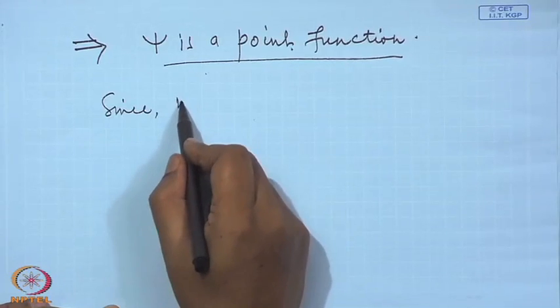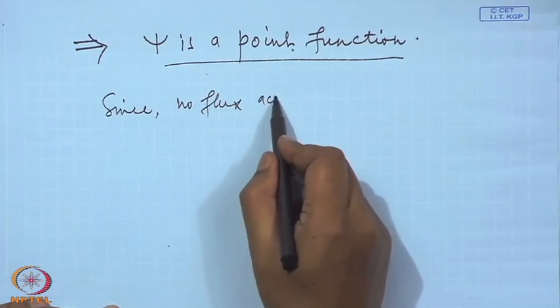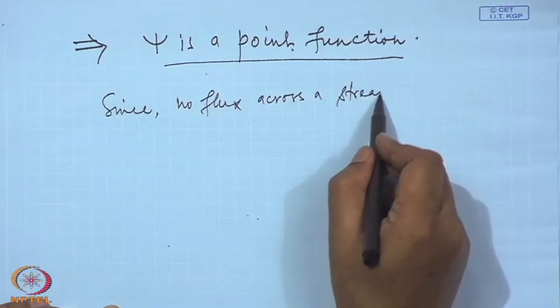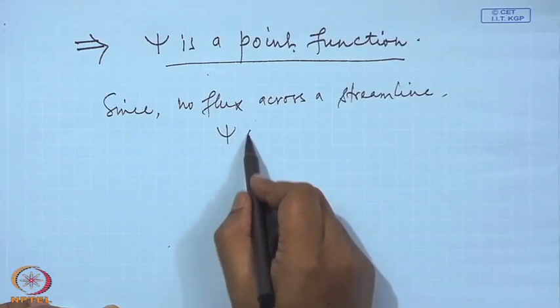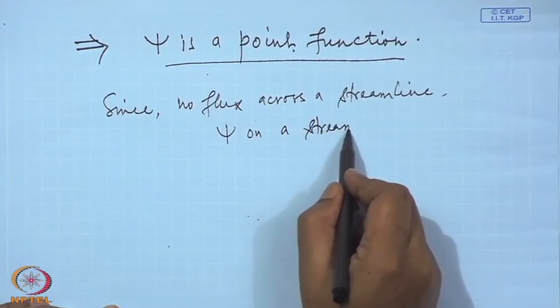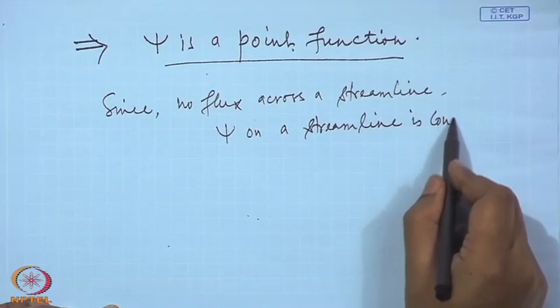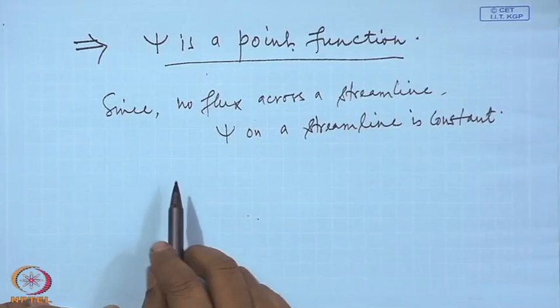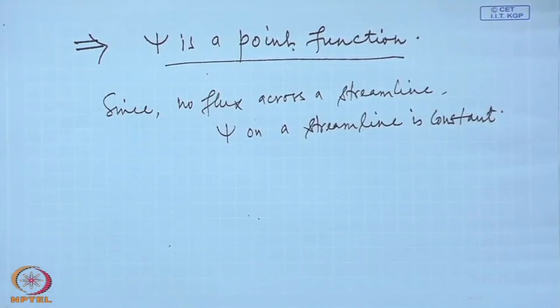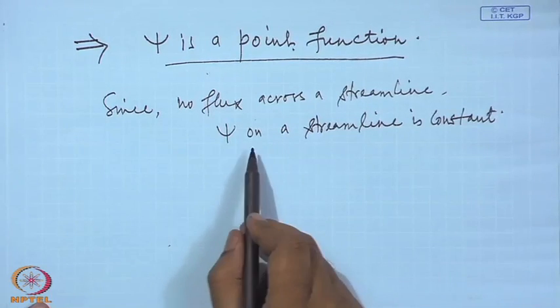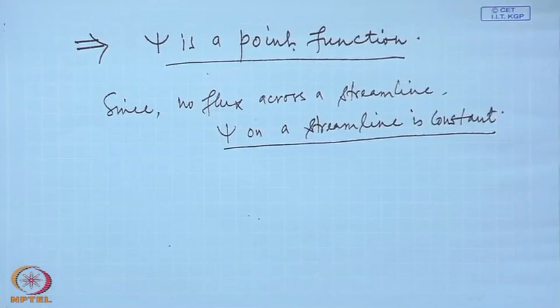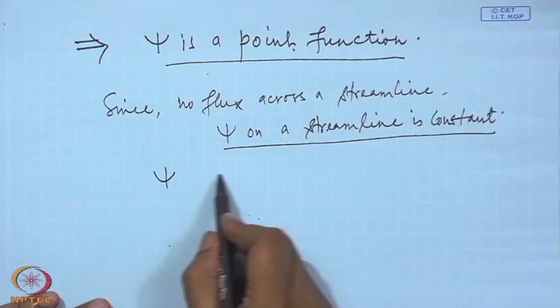Okay. Psi on a streamline is constant. And following this, the function psi has a special name, it is usually called the stream function. The function psi is called a stream function.